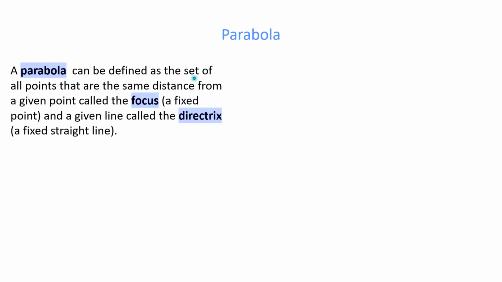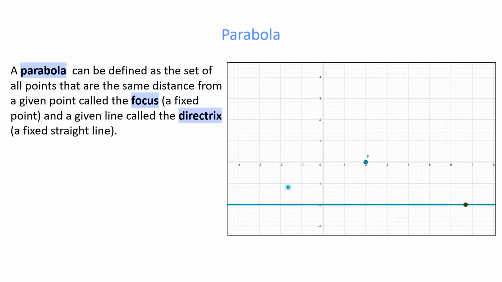Now, a parabola can be defined as the set of all points that are the same distance from a given point called the focus, this is just a fixed point, and a given line called the directrix, which is just a fixed straight line. Now, this is quite abstract, so it's difficult to understand without a visual. So let's look at this video here explaining and visualizing what this definition of a parabola means.